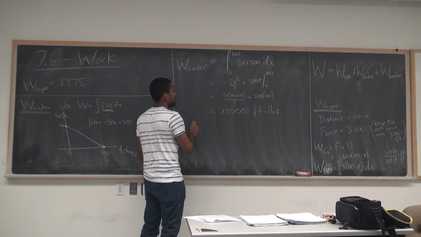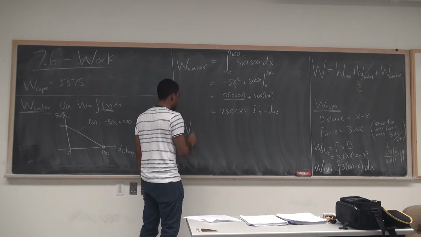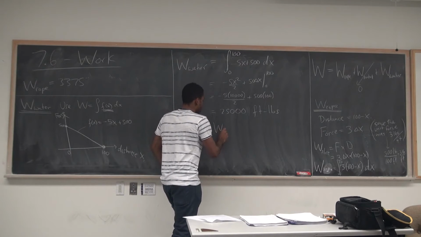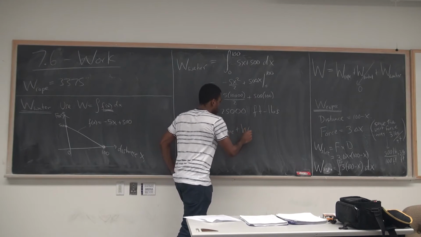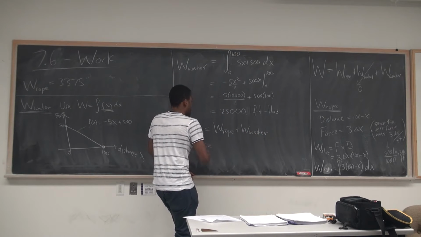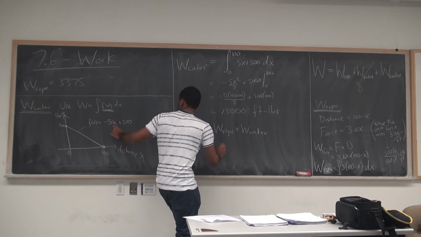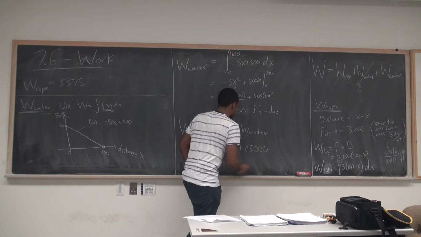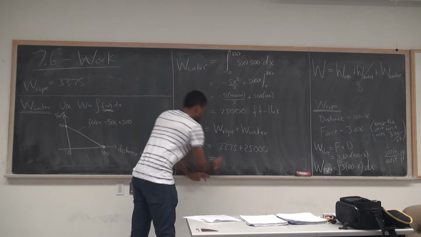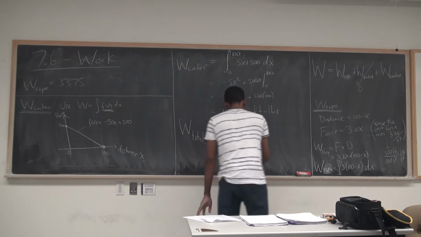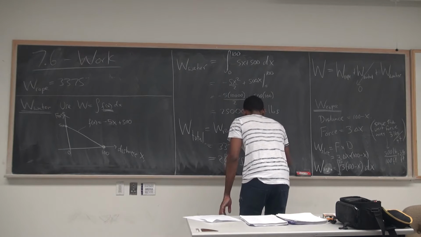So the total work would be what? Ultimately, total work would be the work for the rope plus the work for the water, which equals the work for the rope, 3375, plus the work to move that water, 25,000. Right, so that's 28,375 foot pounds.